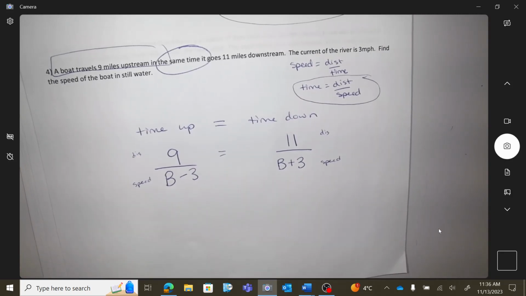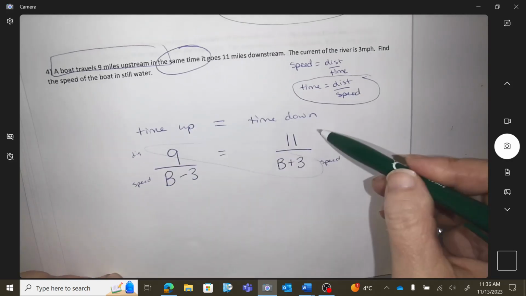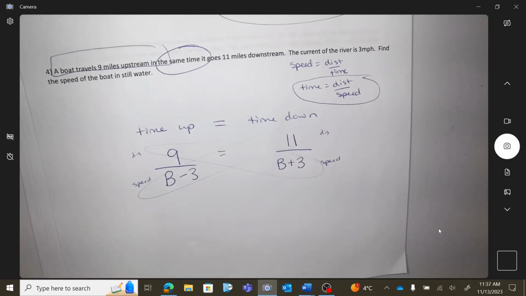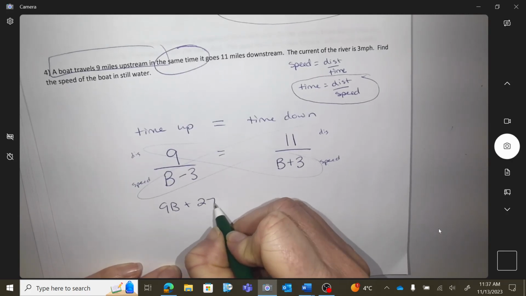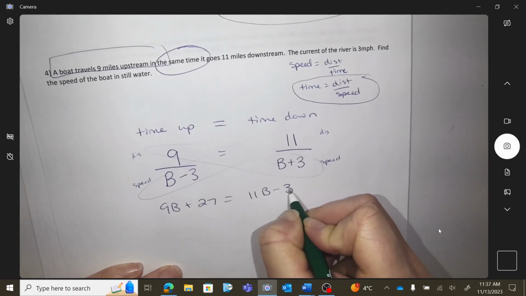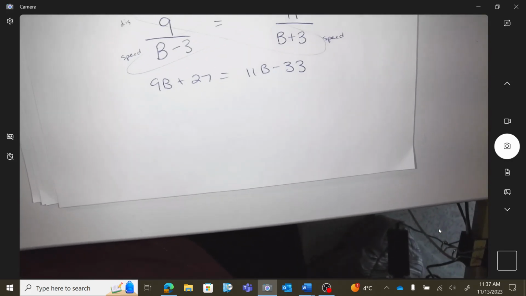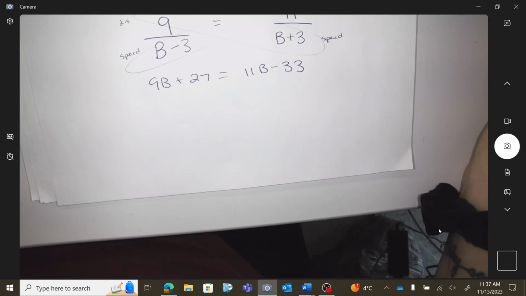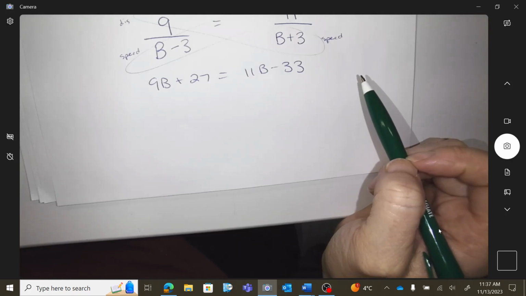Okay, what do you want to do? Cross multiply or common denominator drop? I'm picking cross multiply, right? We're looking for a boat speed. So we're looking, does our answer seem reasonable for a boat? Okay, collect variables. So which variable are you going to move?